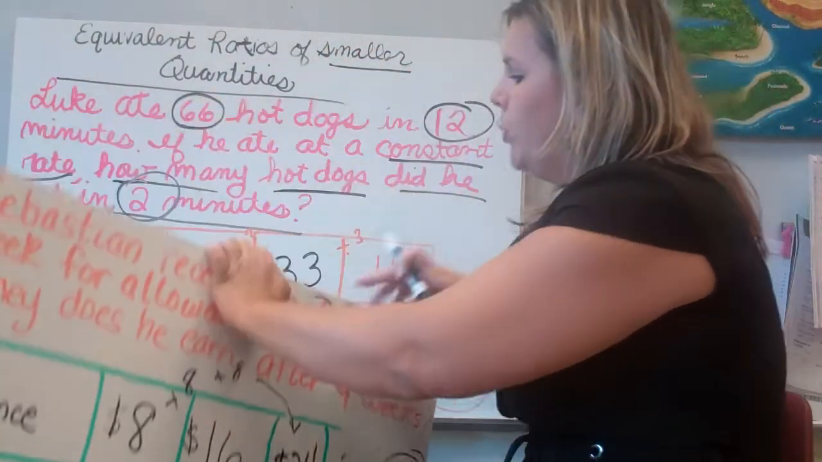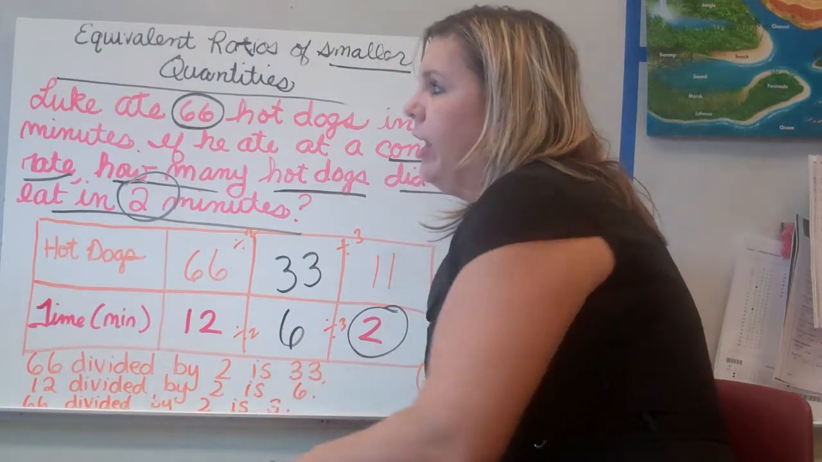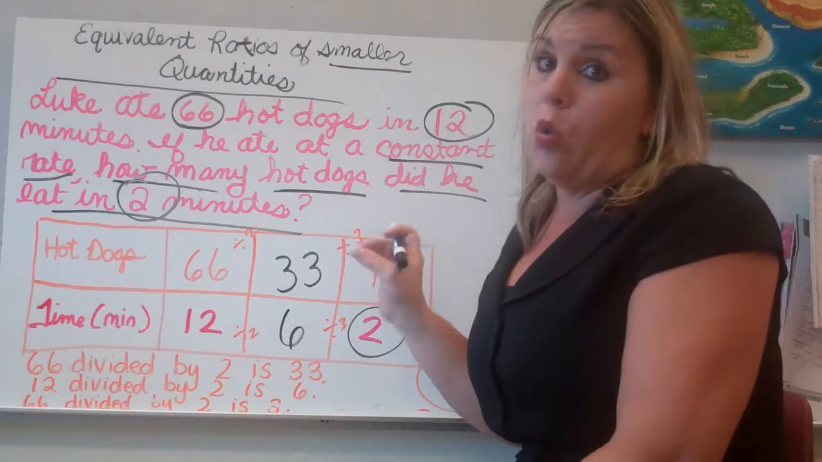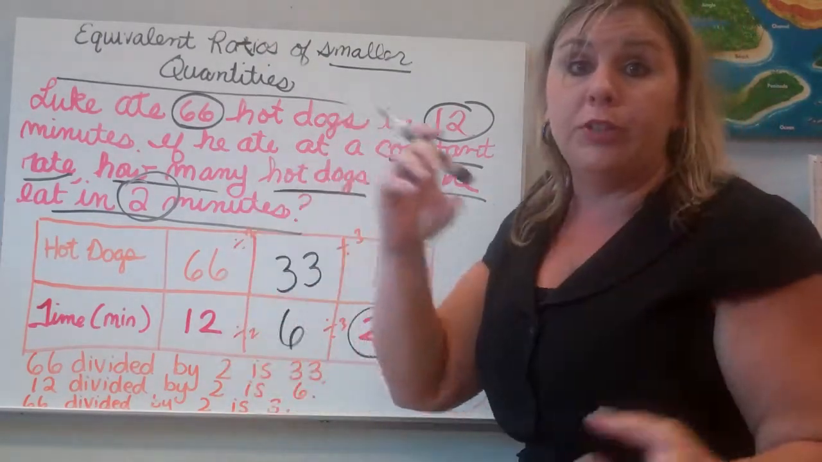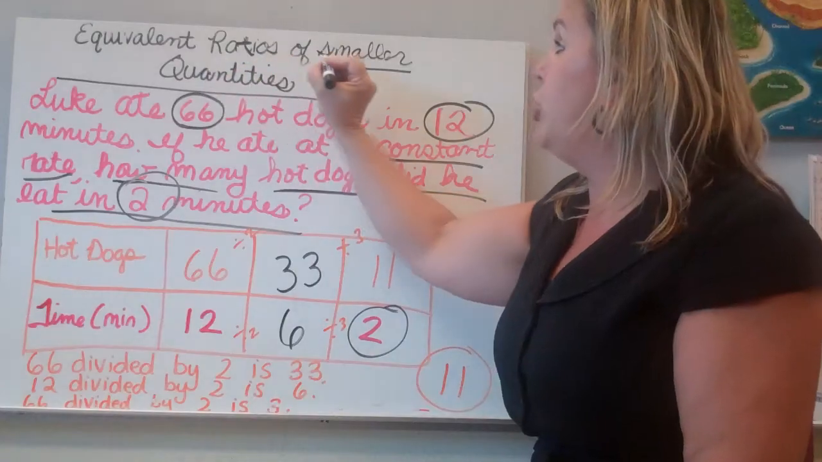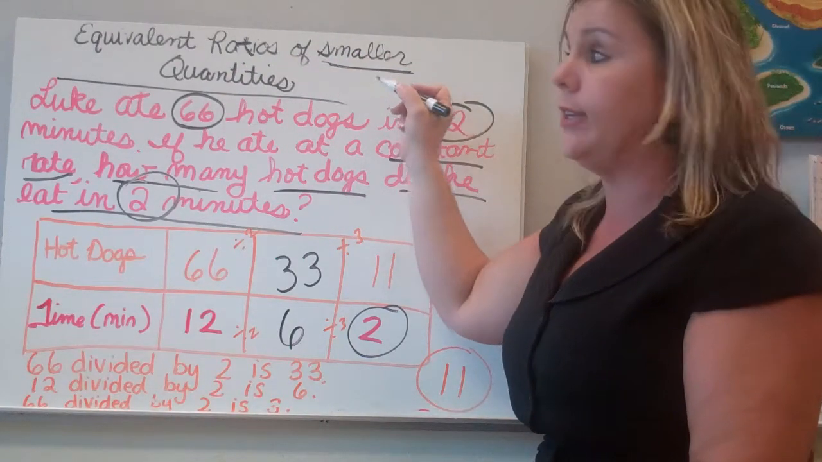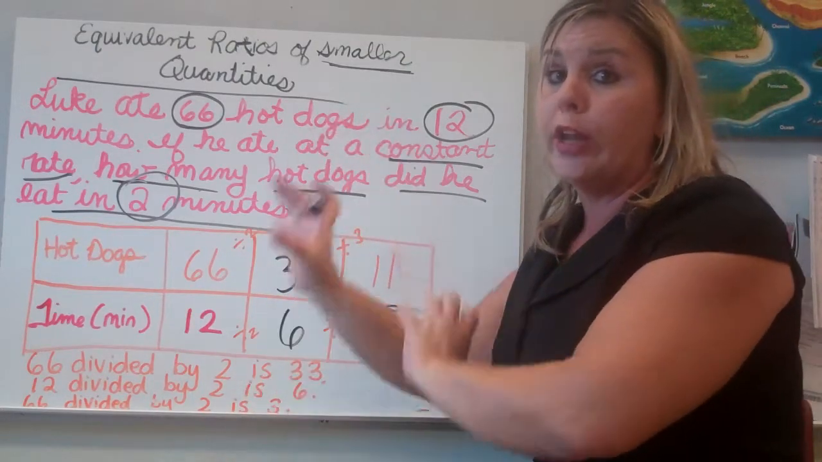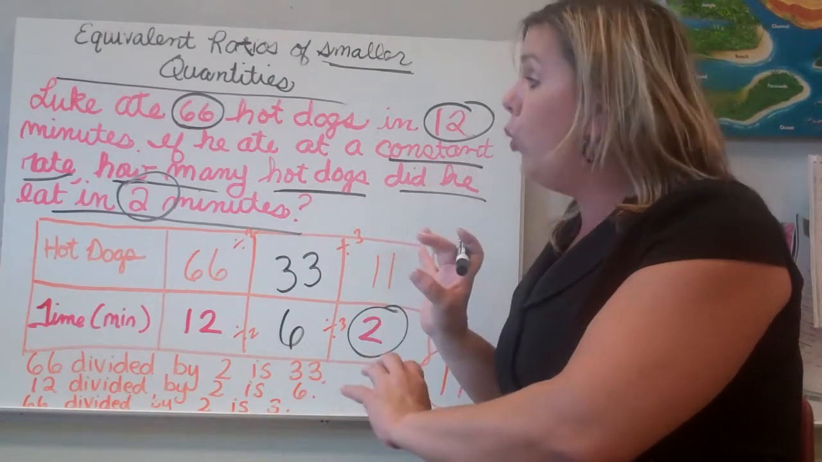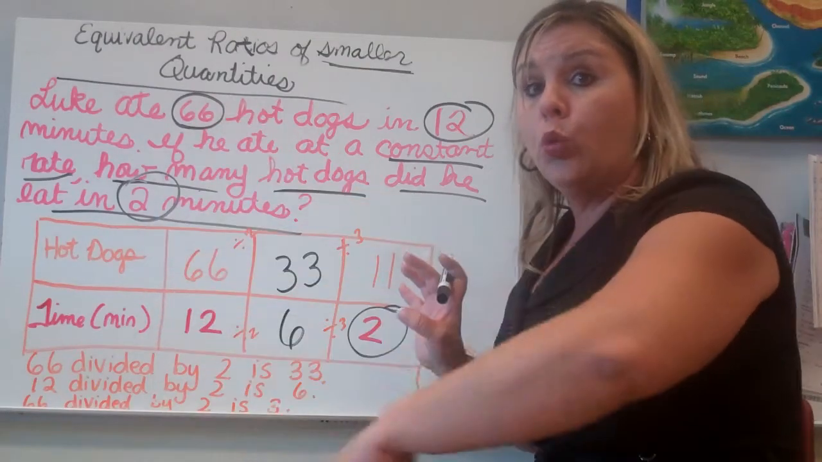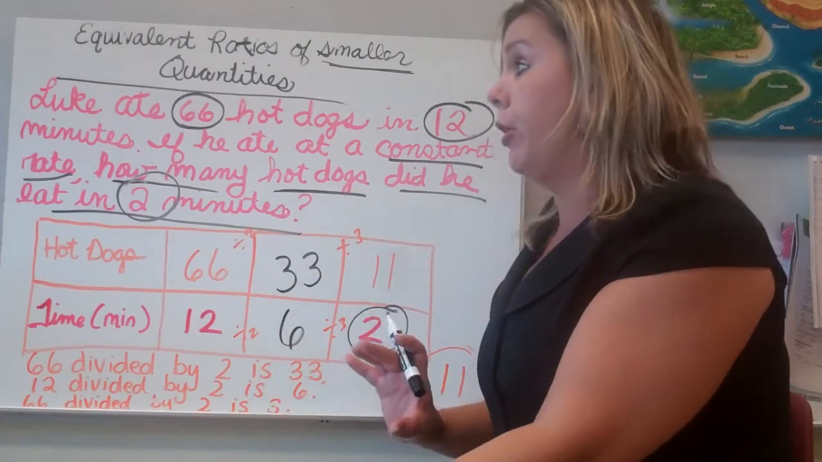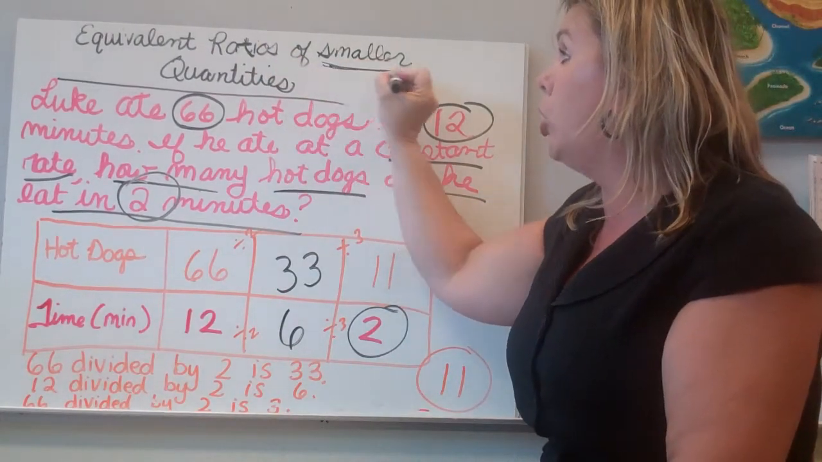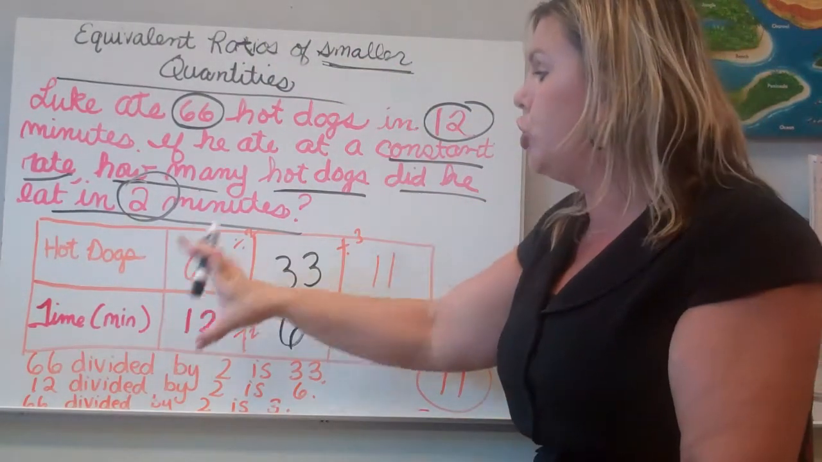Now, we've been doing some ratio tables that involved equivalent ratios of larger quantities, but you can also go the opposite way, to where you have equivalent ratios of smaller quantities. That means that we had a smaller number and we were working towards a greater number before. Now we take a greater number and we're working towards a smaller number. So it's the opposite. We call this equivalent ratios of smaller quantities when going from a larger to a smaller number.